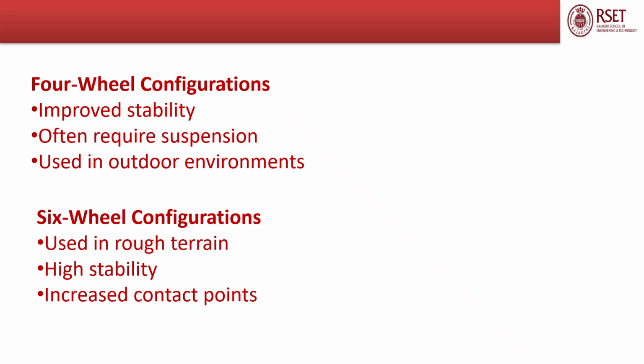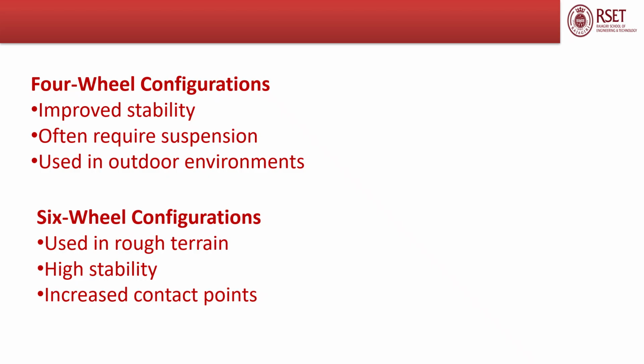Four-wheel configurations. Four-wheel configurations provide improved stability compared to the three-wheel designs. These robots may use front-wheel drive, rear-wheel drive, or all-wheel drive systems. Four-wheel robots are well suited for outdoor environments and uneven terrain, especially when combined with suspension systems. While they offer better load carrying capacity and stability, steering mechanisms become more complex, particularly when all the wheels are driven.